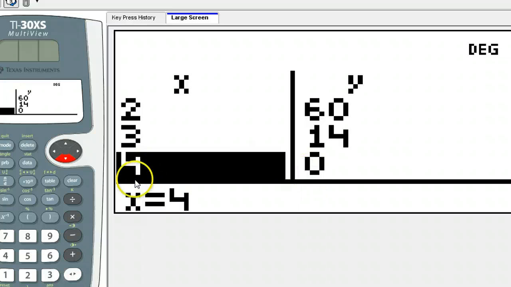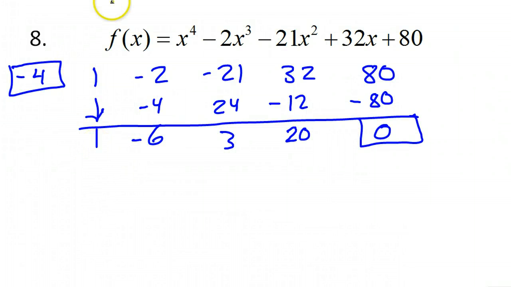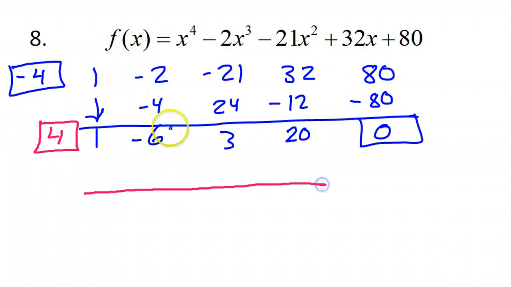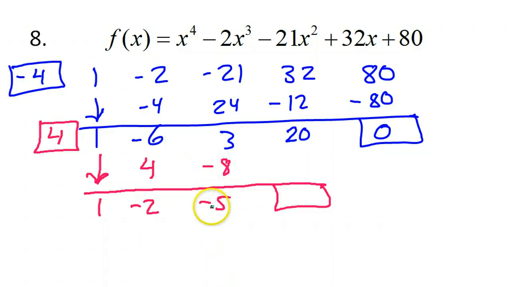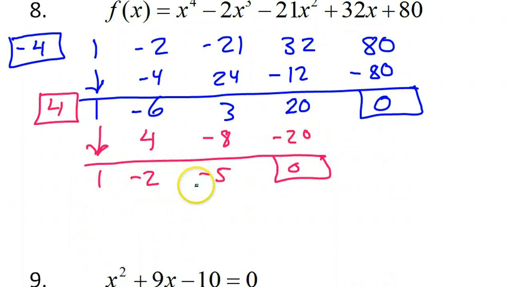Okay, there's another 0 at 4. So let's do that. The 0 at 4, I'm just going to put it next to these coefficients and continue the problem. So 1 times 4 is 4. That makes -2. Multiply, that's -8. That makes -5. Multiply and I get -20. Now I'm down to just 3 numbers, a trinomial.